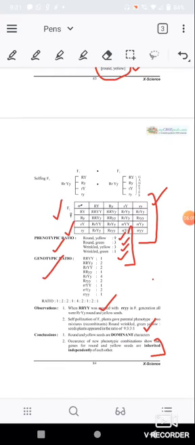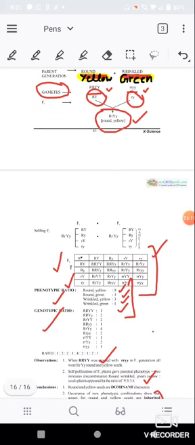I hope you have understood the dihybrid cross. That's all for today. Thank you.